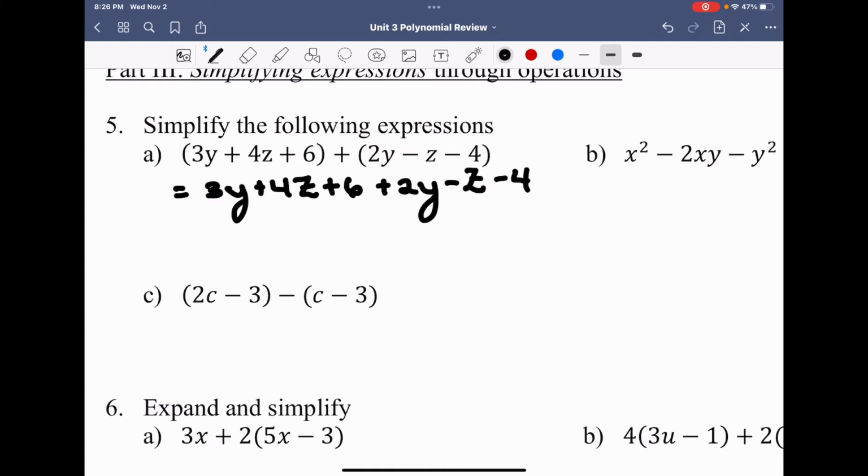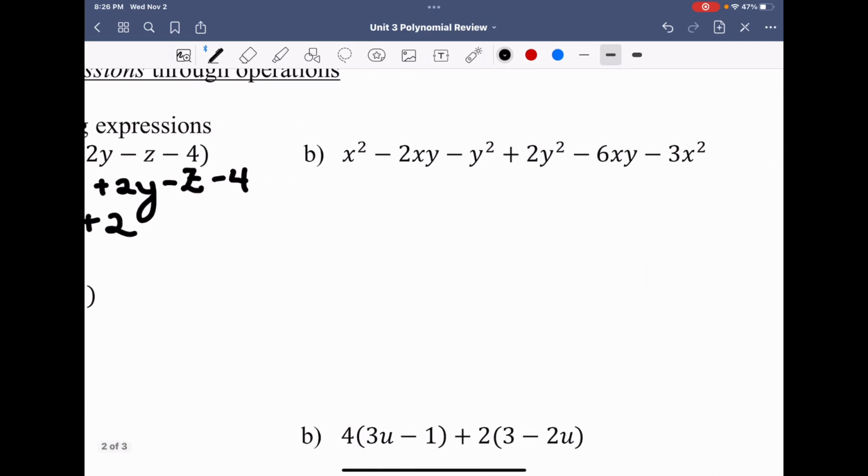The reason I can just drop the brackets is because no signs change, and now I just want to collect the like terms. I have a total of 3y plus 2y, which is equal to 5y. 4z plus a negative z gives me plus 3z. And then finally 6 minus 4 for the constant terms, this is plus 2.